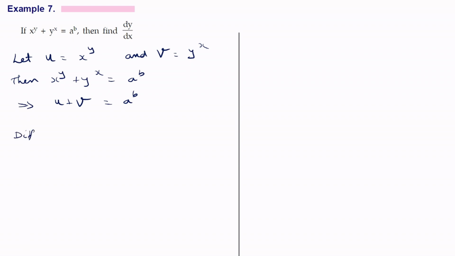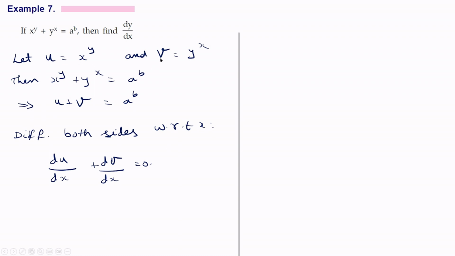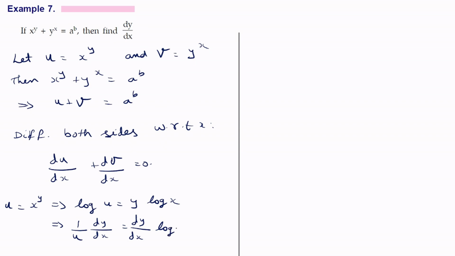Now let us differentiate both sides with respect to x. We get du by dx plus dv by dx equal to 0. Now let us find du by dx and dv by dx from here. u equal to x raised to y implies log u equal to y log x. Let us differentiate both sides with respect to x. So we get 1 by u du by dx equal to dy by dx log x plus y by x.